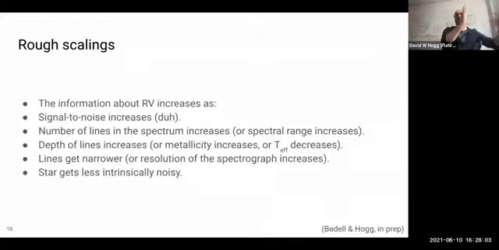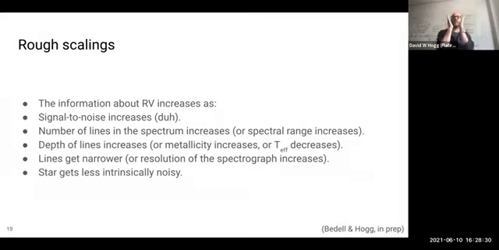One way to think about it is each chunk of the spectrum is going to give you radial velocity information. And as you get more and more chunks, the information grows linearly as you add chunks. The depths of the lines will matter. If you have deeper lines, it's a stronger effect when you move the spectrum. So that means higher metallicities and lower temperatures are going to give you better radial velocity measurements.